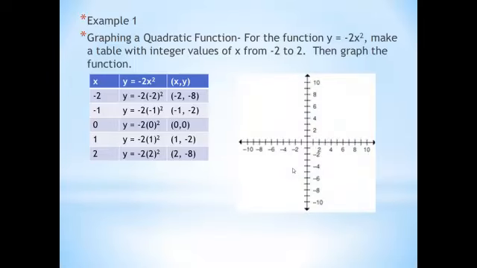Now we're going to graph it. For negative 2, negative 8, we graph that point. For negative 1, negative 2, again we graph the point. 0, 0, 1, negative 2, and 2, negative 8.